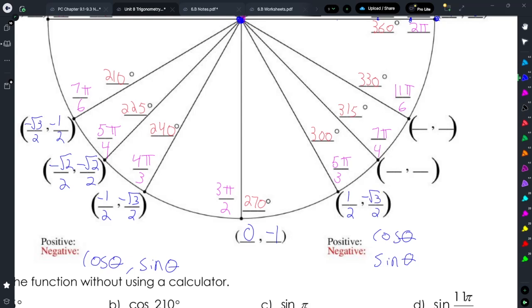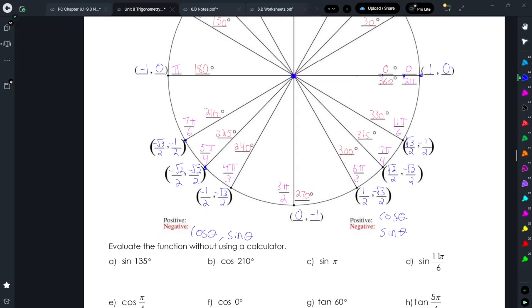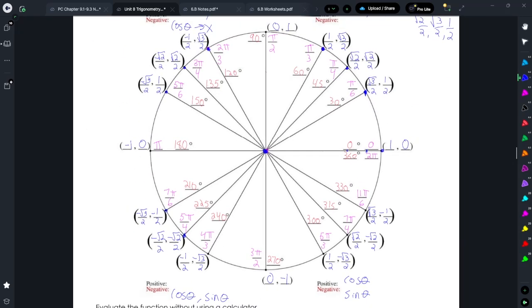Pi over 4 is going to be positive square root of 2 over 2, comma, negative square root of 2 over 2, because I'm reflecting this point. And then reflecting 7 pi over 6 into 11 pi over 6, positive square root of 3 over 2, comma, negative 1/2. So that is just one way to construct the unit circle.